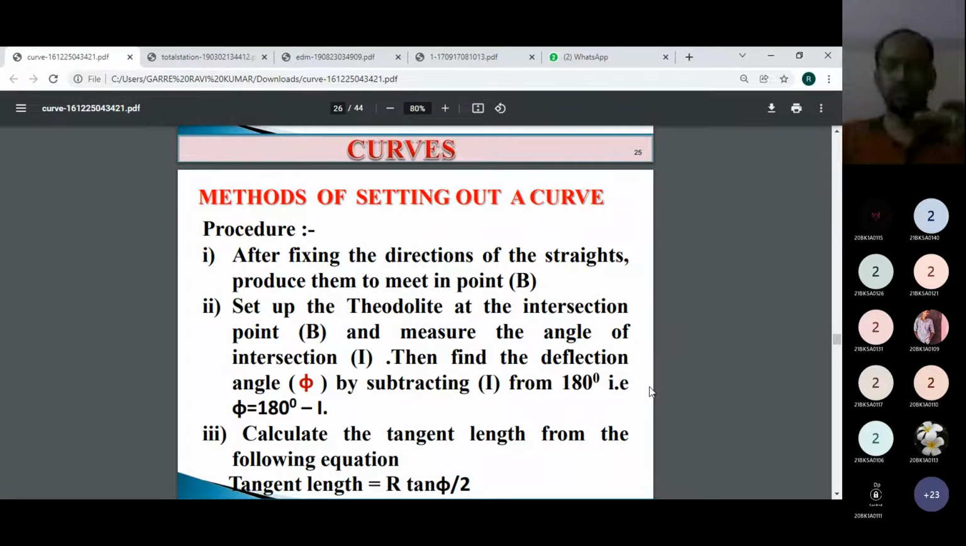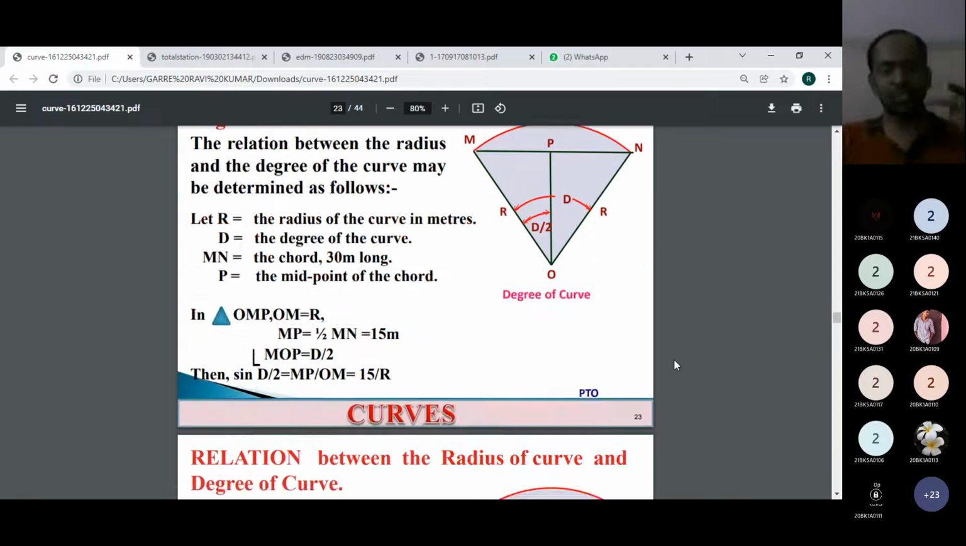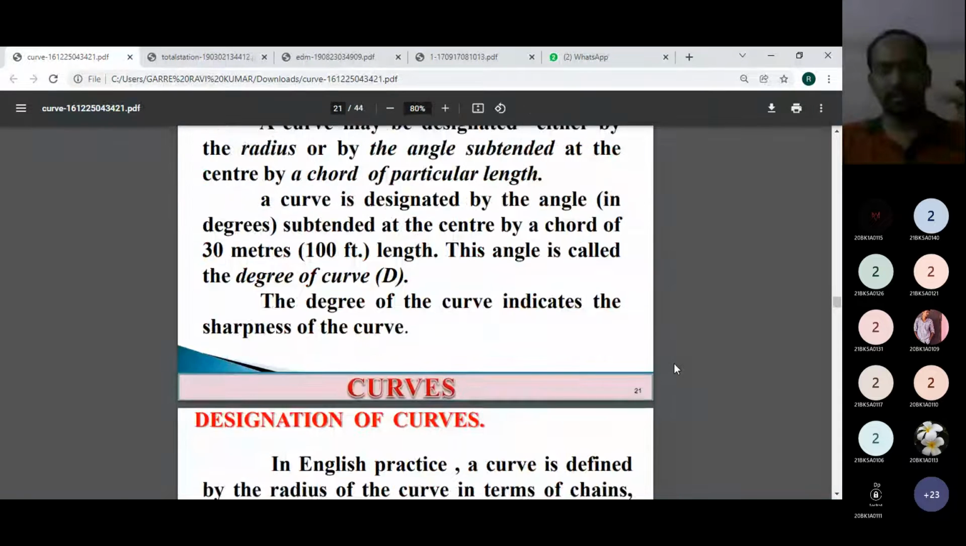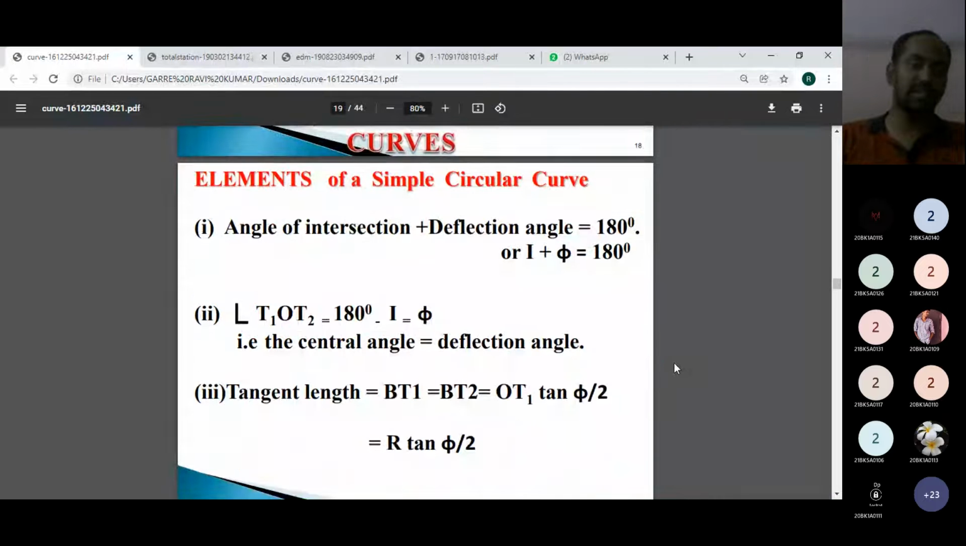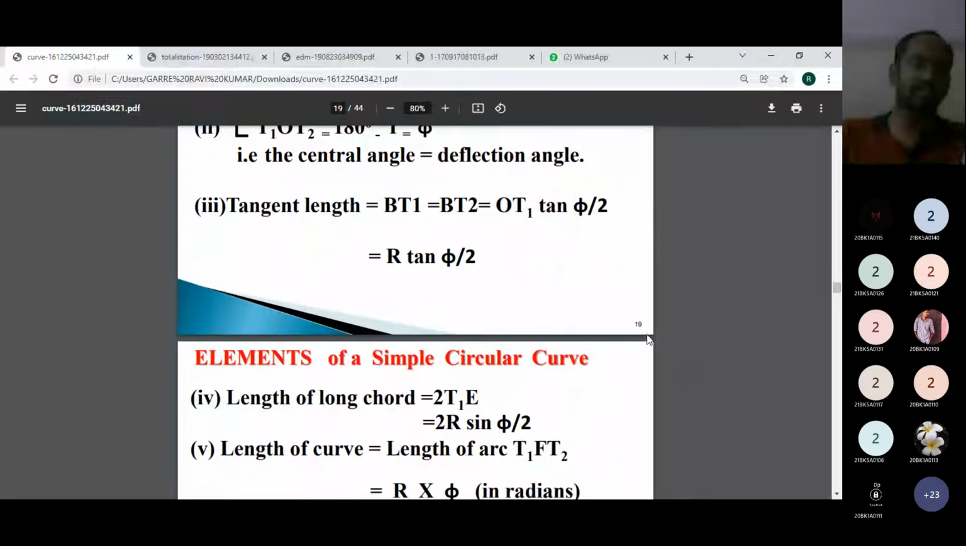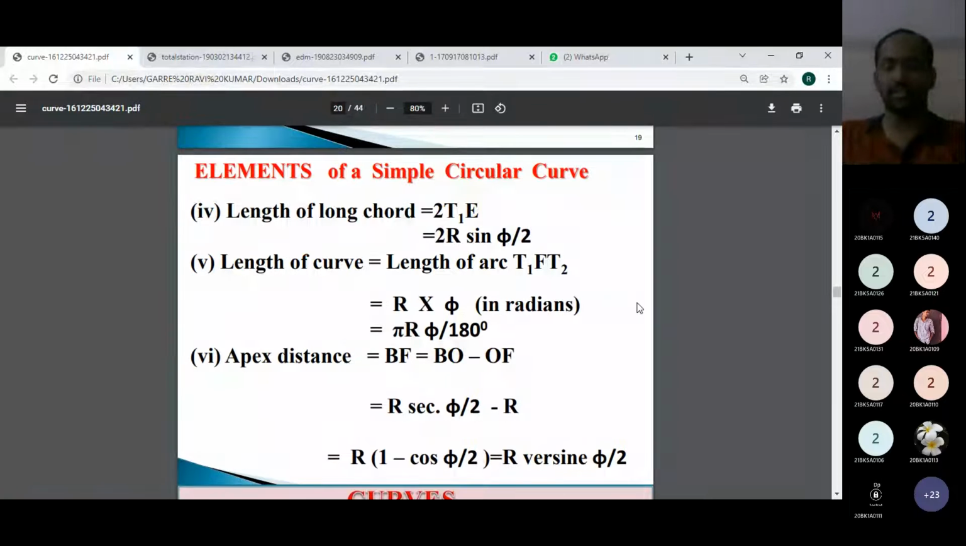Whatever we have discussed initially, all the formulas we have used now. The formulas used for determining the deflection angle, the tangent length, the length of long chord, length of curve, and apex distance. All the components of the curve we will determine, and then we go to the field for setting out a curve. That method will be called Rankine's method.